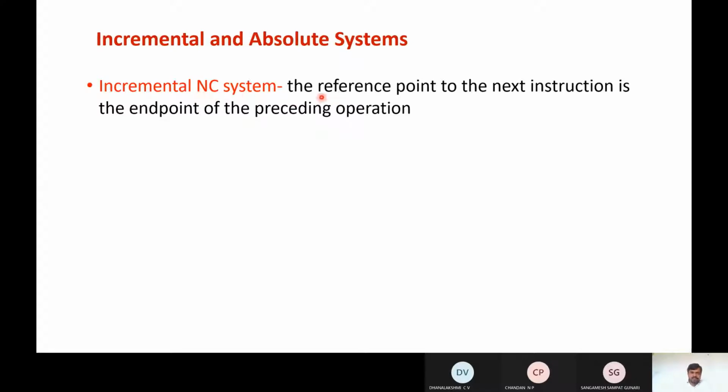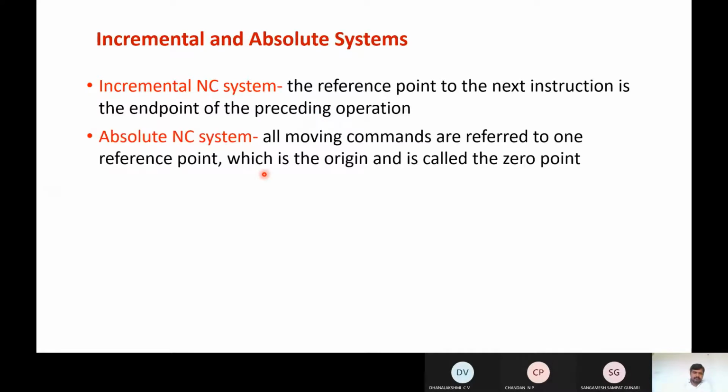In an incremental NC system, the reference point for the next instruction is the end point of the preceding operation. So whenever you are taking a reference for an upcoming movement, you are taking the current position as the reference. That is incremental. You will understand when we discuss the example.